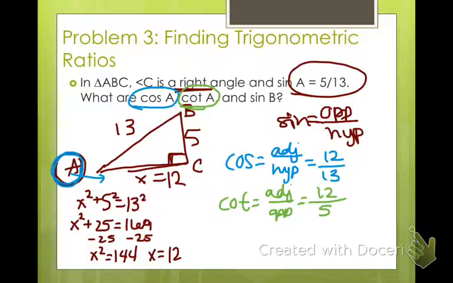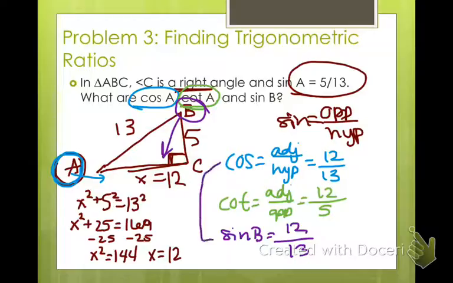And then find the sine of B. That means we're changing our vantage point again. So B is our vantage point. So sine of B. Sine is opposite over hypotenuse. So opposite of B is 12. Hypotenuse is 13. So you can see cosine of A and sine of B are congruent. That's interesting.